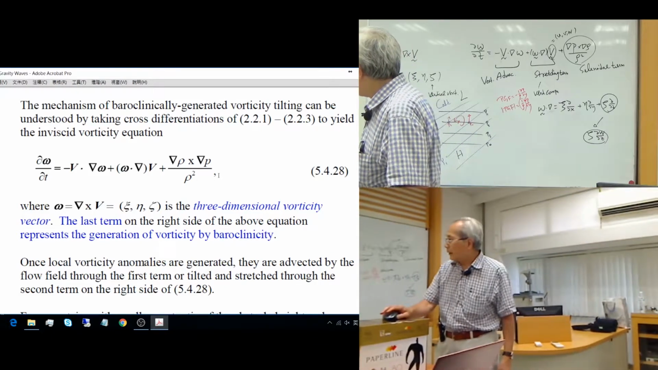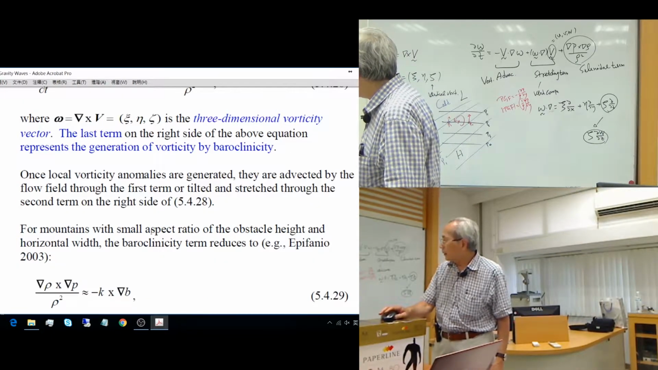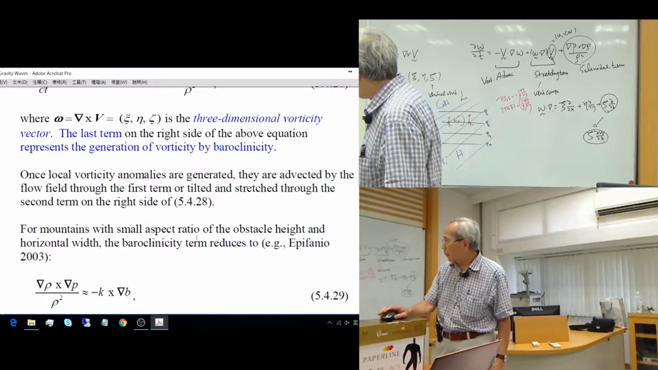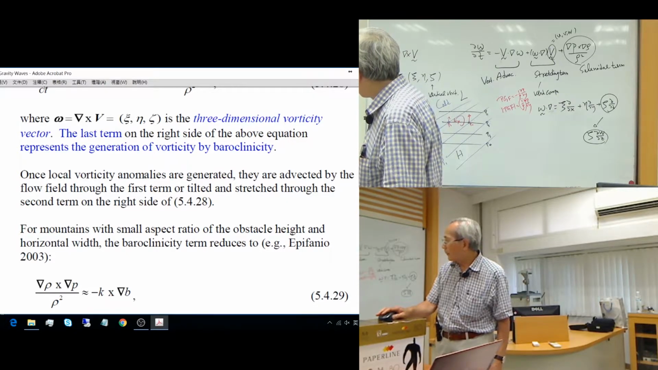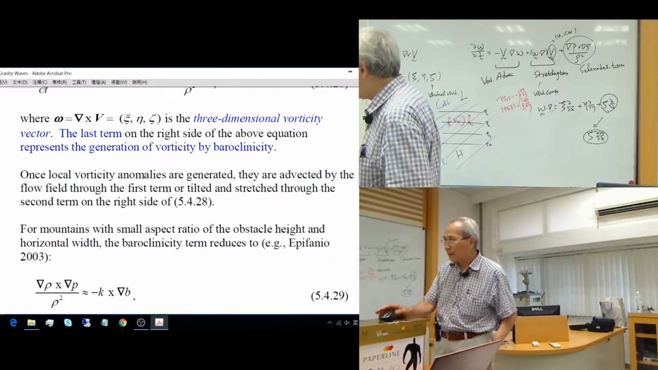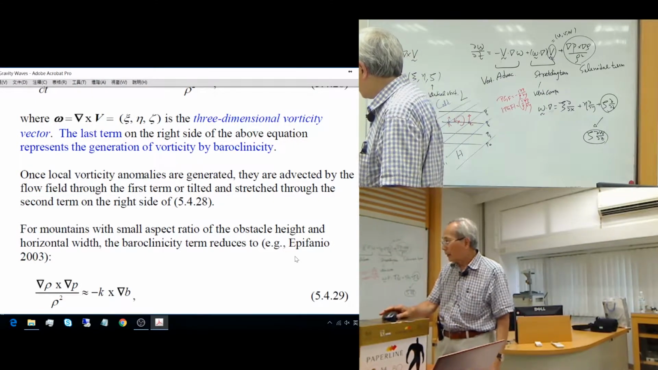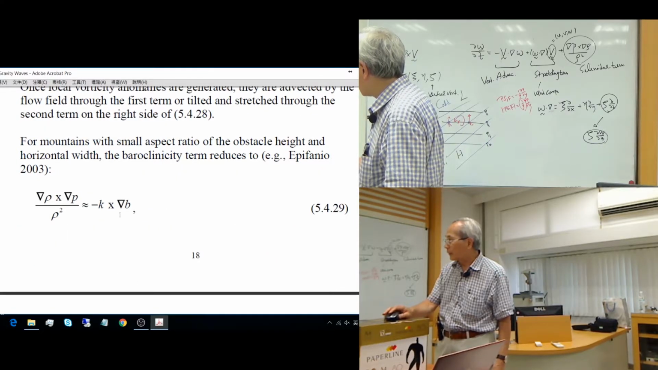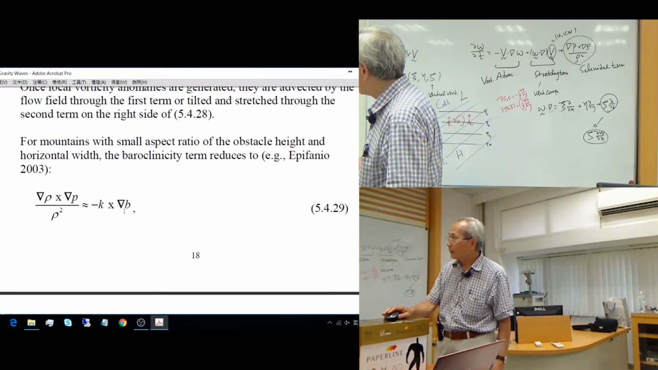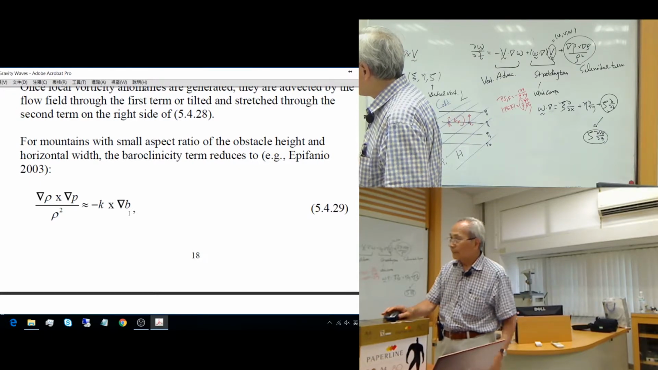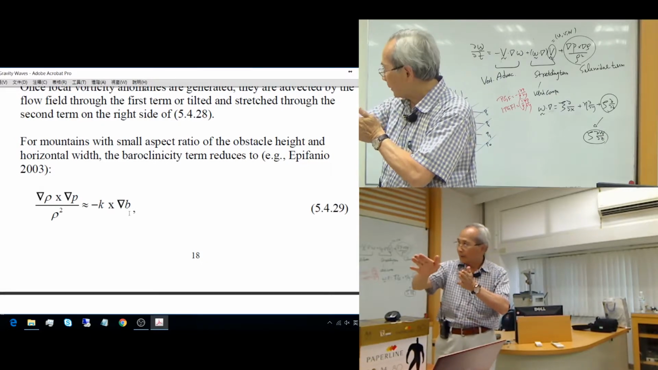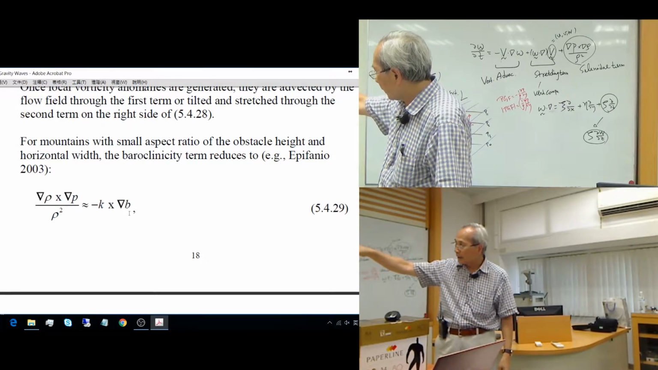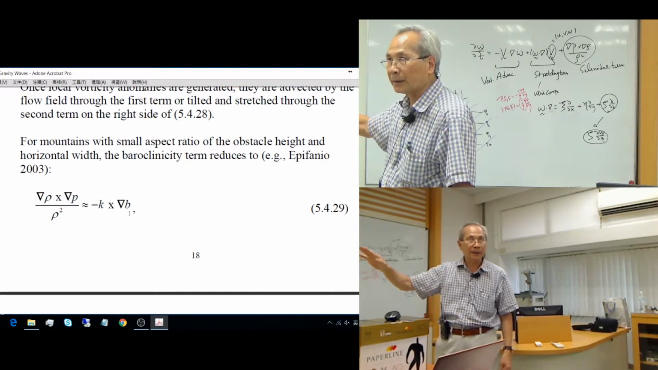You can also look at a special case: if the aspect ratio of the obstacle, h over a, is small, then this solenoidal term can be reduced to a simpler form. Then you have the buoyancy gradient, times cross k, and then take a negative, and that gives the solenoid term.